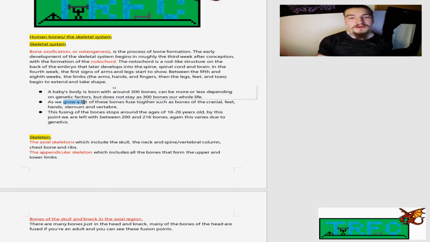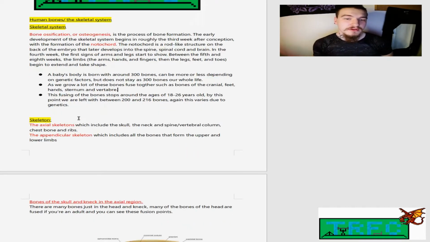As we grow, a lot of these bones fuse together, such as bones in our cranium, our feet, our hands, our sternum and our vertebrae. Now this fusing of the bones stops around the ages of 18 and 26 years old, so roughly when you stop growing. By this point we are left with between 200 and 216 bones. Again, this varies due to your genetics.